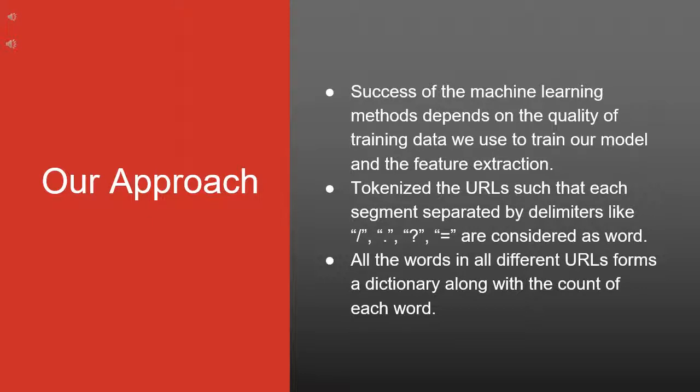There is a concept called tokenization in machine learning which makes the feature extraction easy. Each segment in the URL which is separated by special characters is considered as a word, which is nothing but a feature. Based on these words, a dictionary is constructed which is called a feature set. This feature set contains features along with the count of the features in each URL.